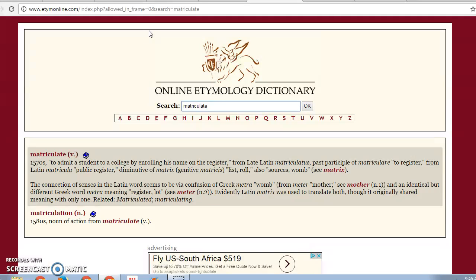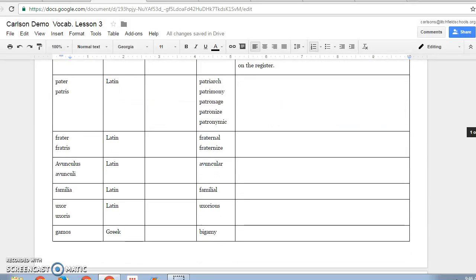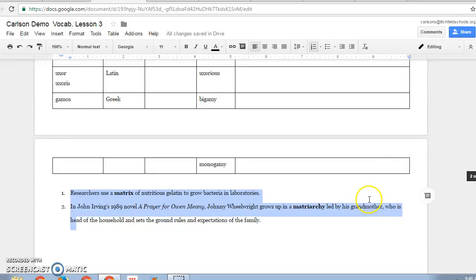The root of the word has some connection to source or womb, and it had a cloudy history way before our time. Back at the assignment, matriculate, verb that means to admit a student to a college by enrolling his name on the register. And we've also added the definition of the root right here, which means mother. So now when we see words with the matri prefix, we can make the connection back to the classical root meaning mother.